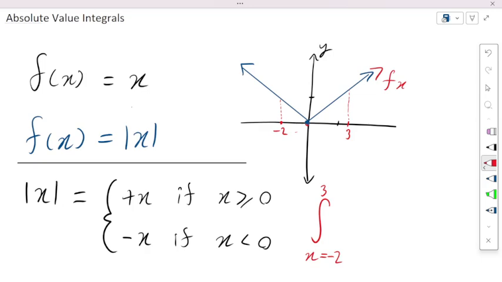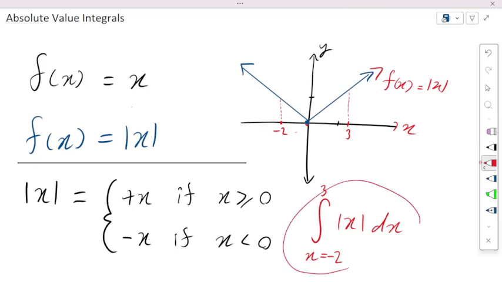This is f of x equals the absolute value of x. So we're working with the absolute value of x with respect to x, because we're working with the x-axis. Okay, so this is how we're going to write our function. But how are we going to actually integrate this?